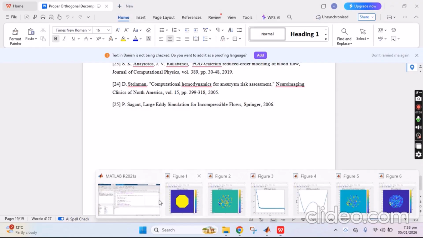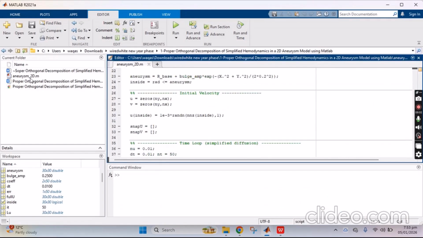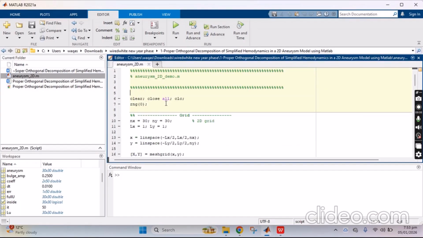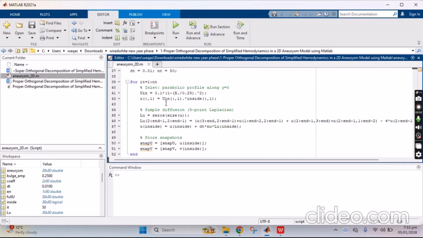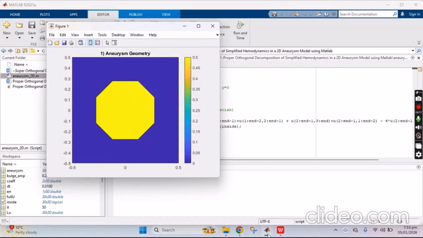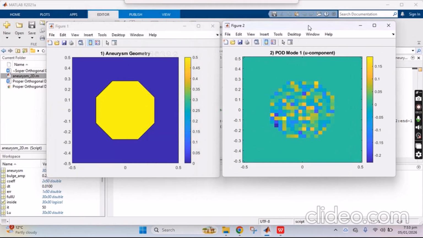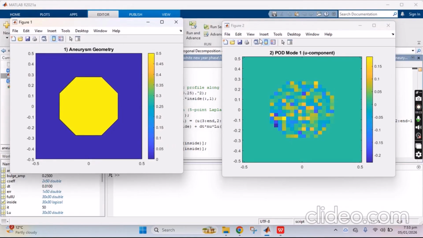So let me provide you the MATLAB demonstration. For the MATLAB demonstration, you need to open these MATLAB files, which are here, and all the code is provided according to the parabolic profile. When you run it, you will get the output results like this. I have already run this MATLAB model because it takes some time.